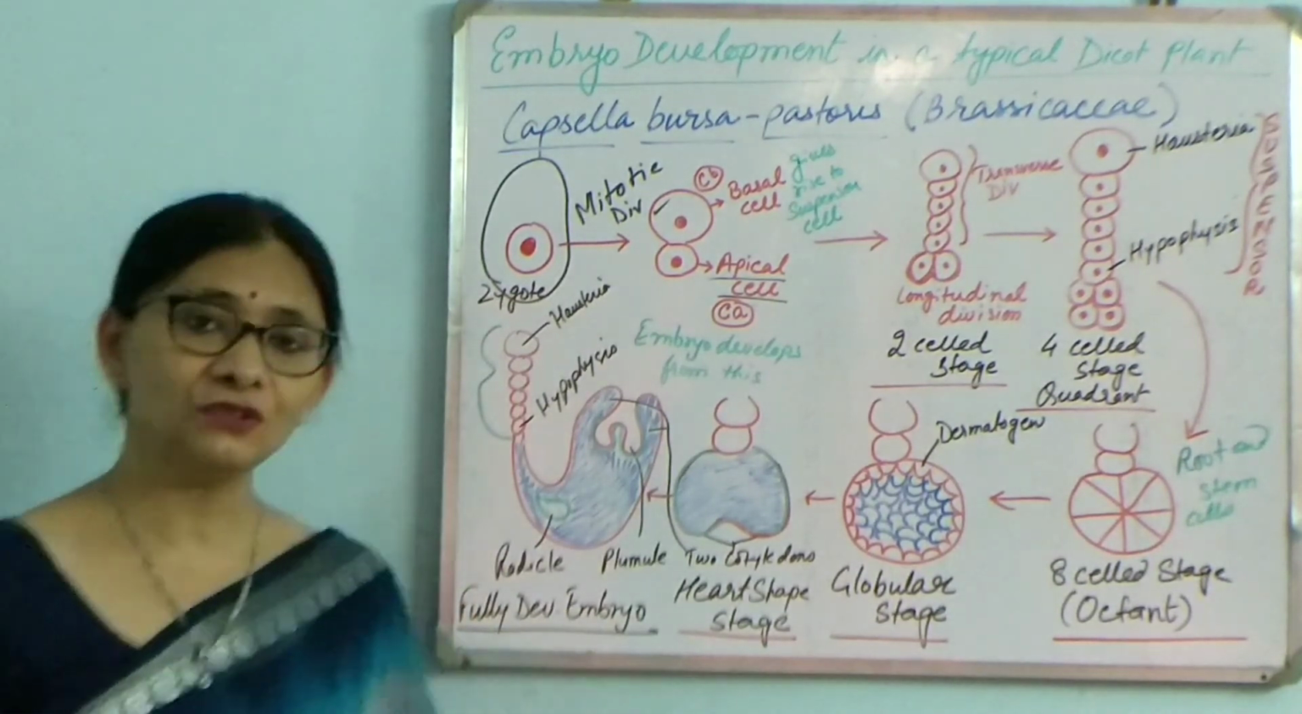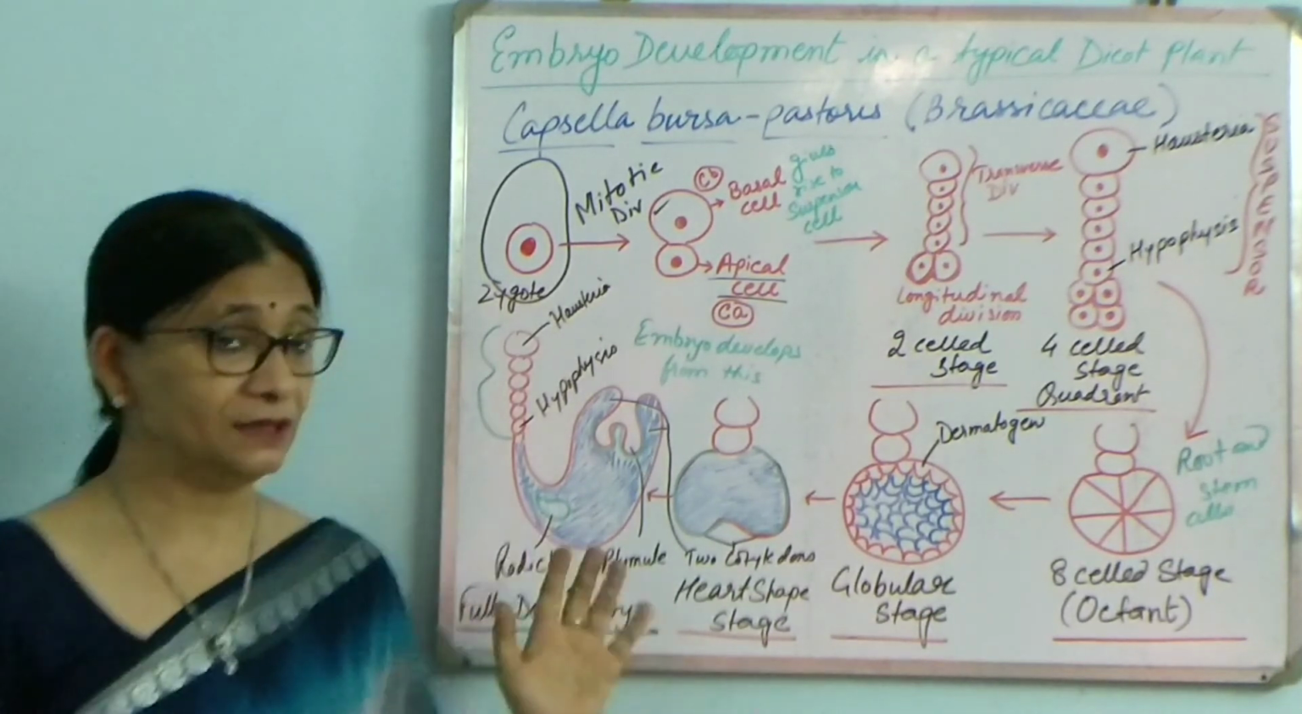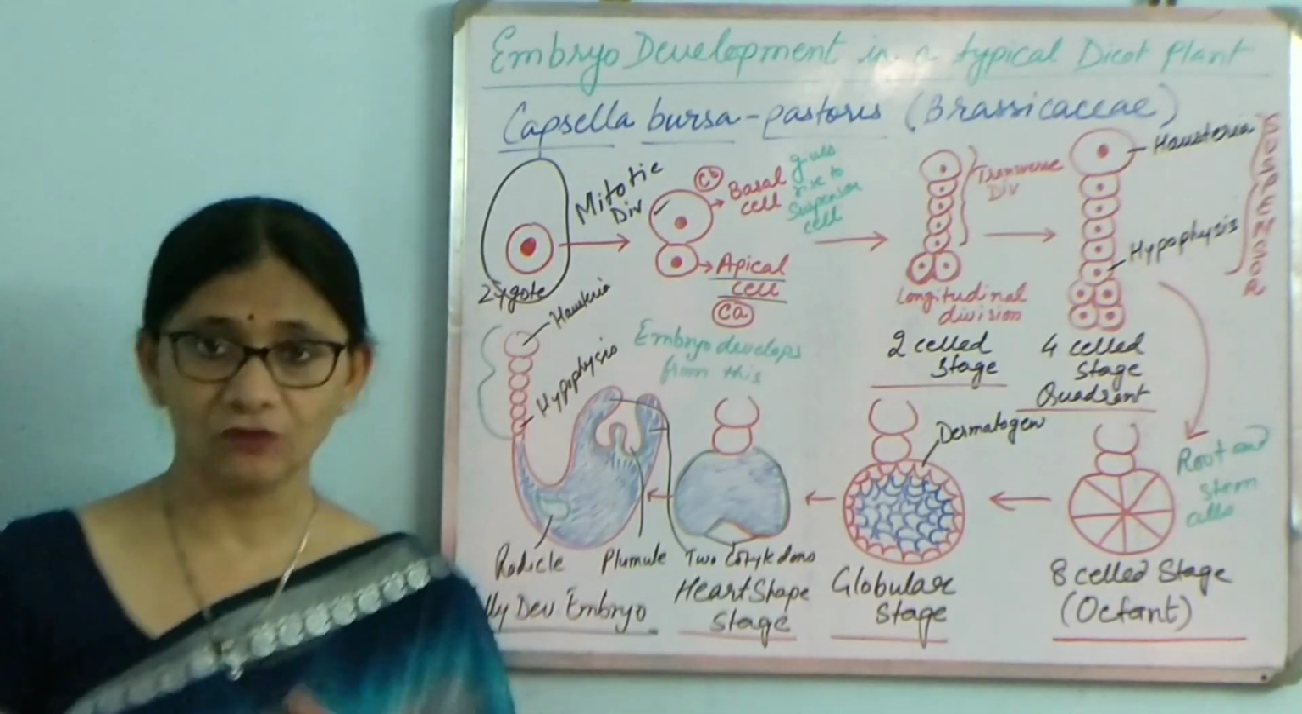So this is all, my dear students, for today. This much we have learned, how an embryo develops in case of dicot plant.